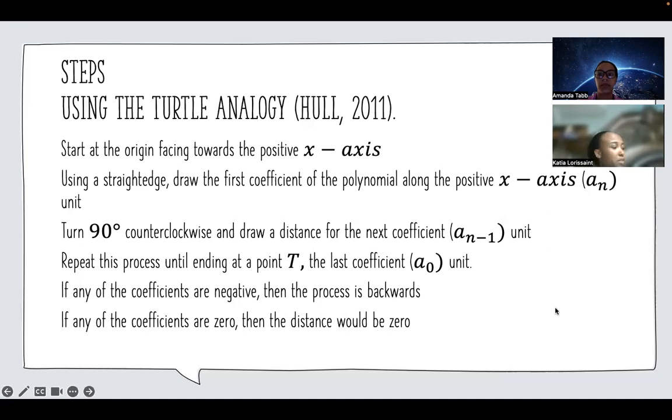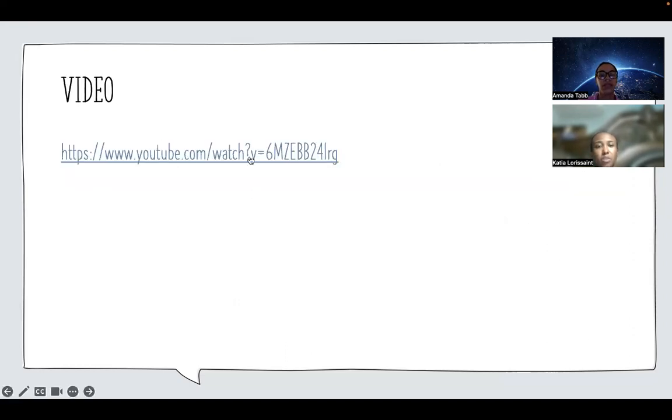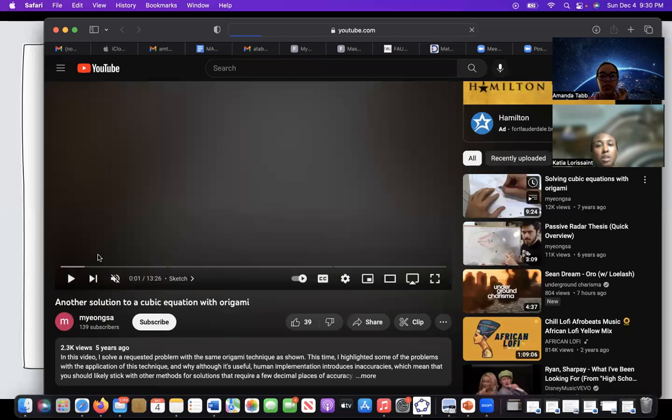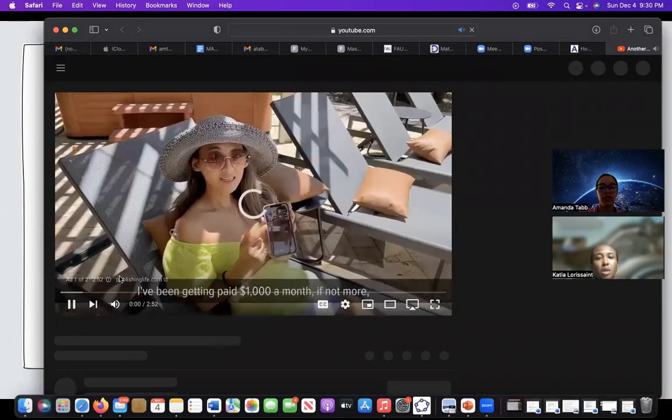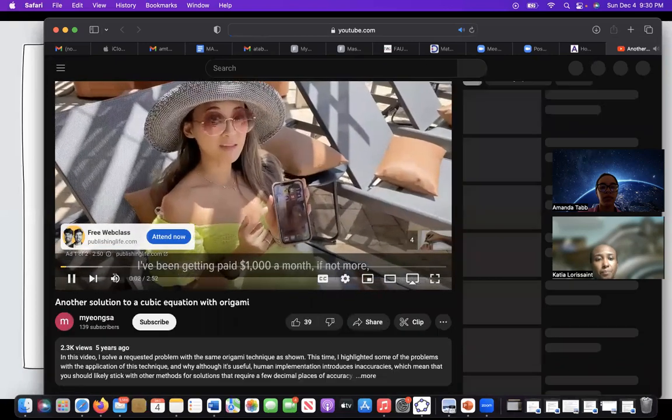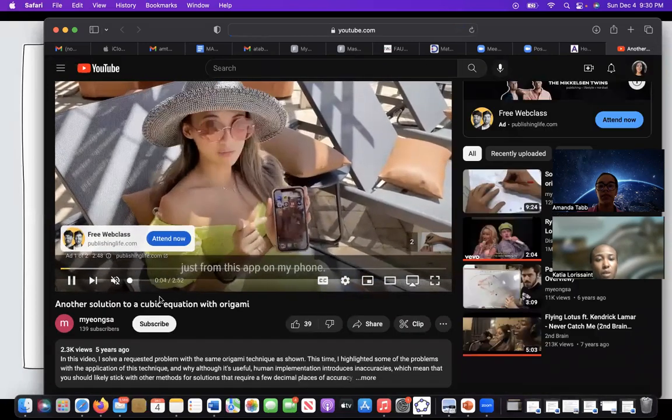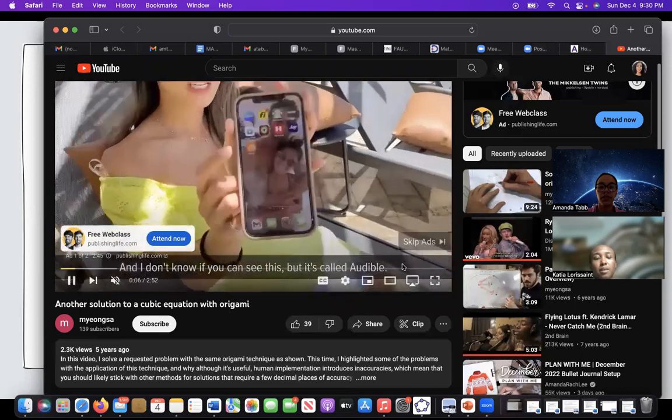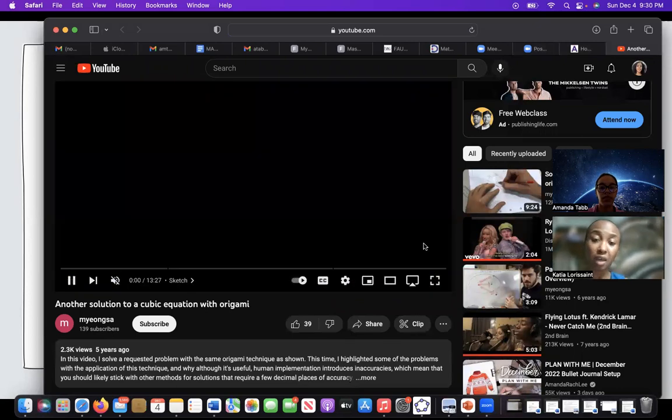And instead of giving you an example, like I did on the other one, we are just going to use a video from YouTube that not only uses the Belloc square, but also uses Lill's method. And it's with Lill's method that we get the turtle analogy.